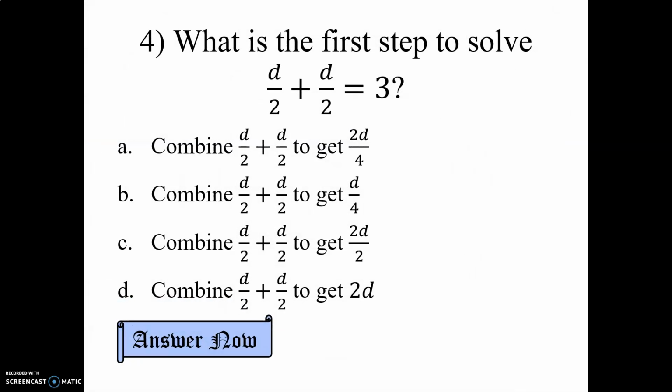Here we have another example. What would be the first step to solve this equation? d over 2 plus d over 2 is equal to 3, or half of d plus half of d is equal to 3, or d halves plus d halves equals 3, however you want to read that. What would the first step be to solve that according to these multiple choice answers here? If you answered C, you are correct. In this case, because these are like fractions, we're not actually going to add the 2's together. So we get d over 2 plus d over 2 gives us 2d over 2.